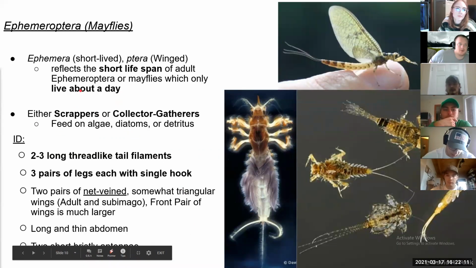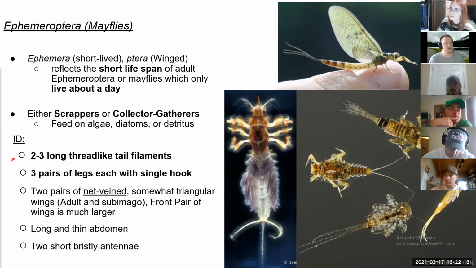So I'm just going to cover a few key orders here. I'm not going to ask you to go down to the family or species level, but the first one we're going to cover is Ephemeroptera. These are your mayflies. So ephemera is Greek, and that means short-lived, ptera, winged. And this name kind of reflects the short lifespan of adult mayfly, which may only live about a day. These species are generally either scrapers or collectors, so they feed on algae or diatoms. That'd be your scrapers. Your collector gatherers would be feeding more on the detritus.